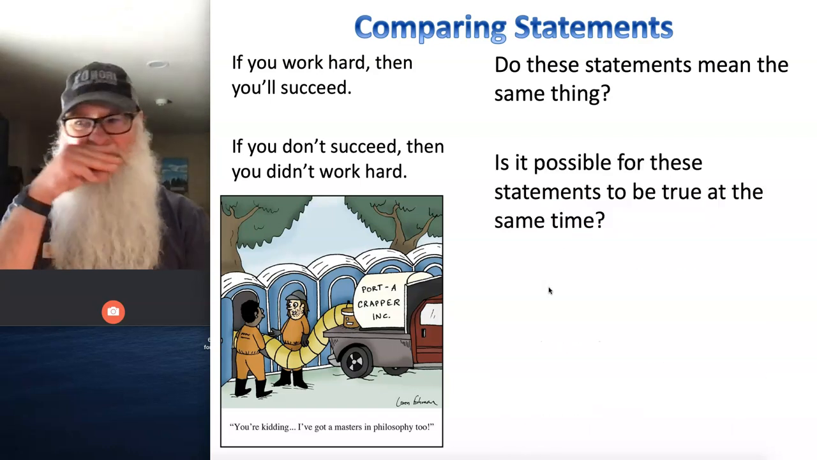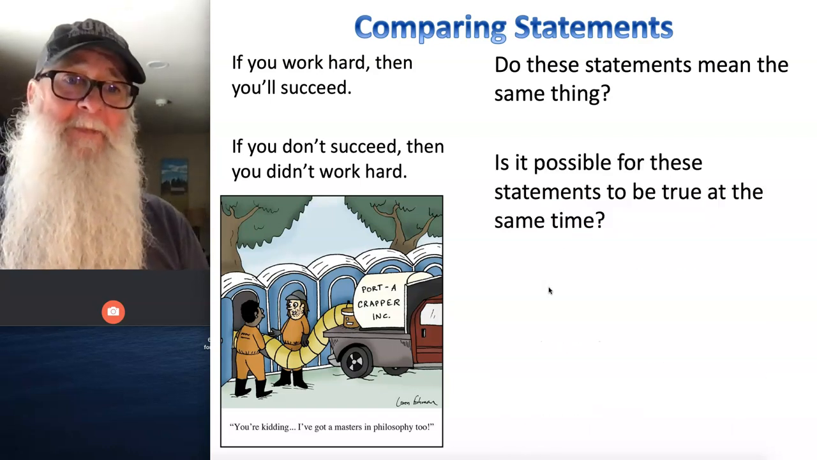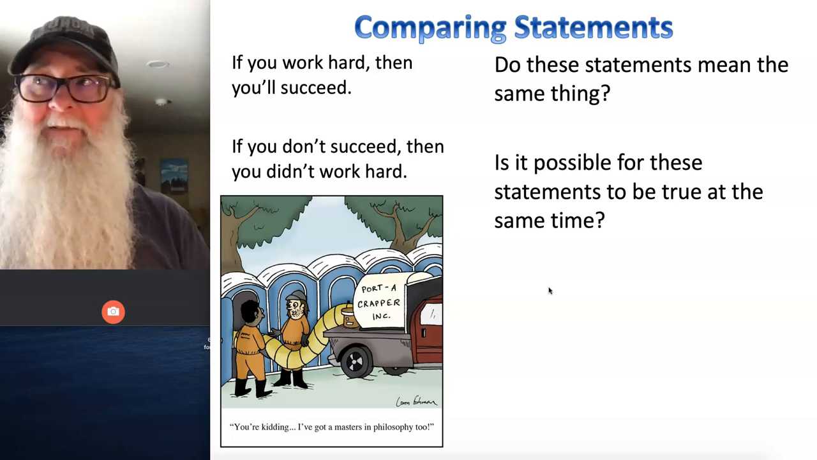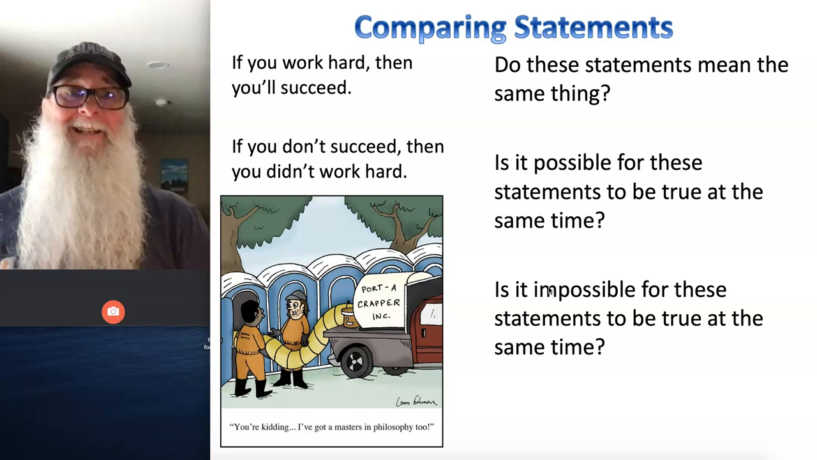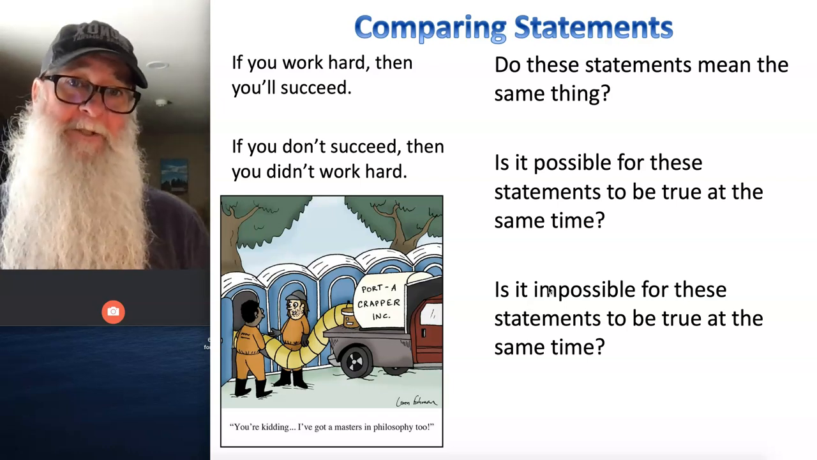Question number two. Is it possible for these statements to be true at the same time? At any given time, is it possible for both of these statements to be true? And finally, question number three, or is it impossible for these statements to be true at the same time?